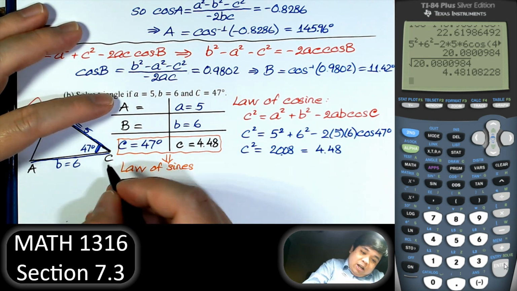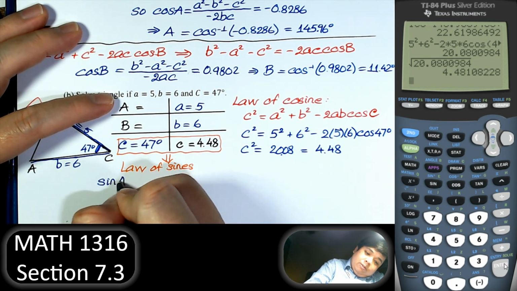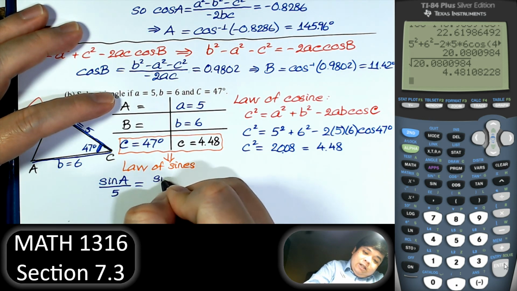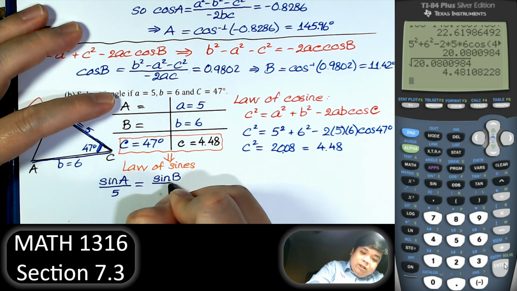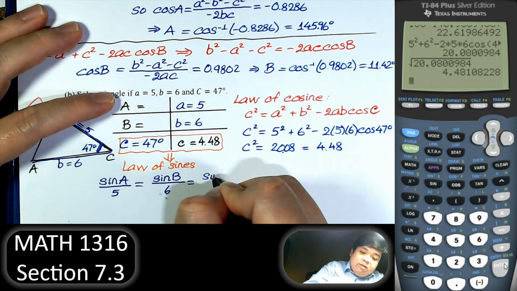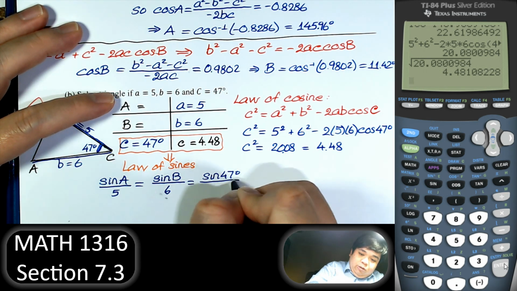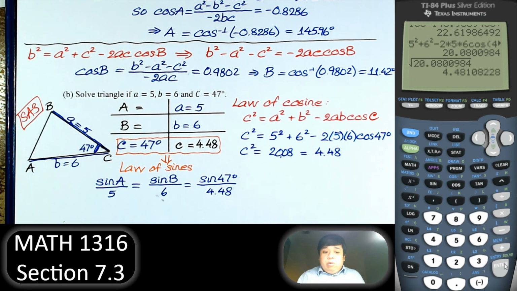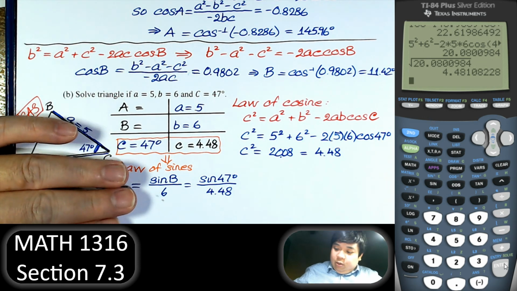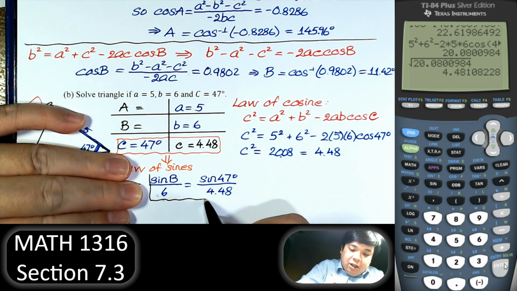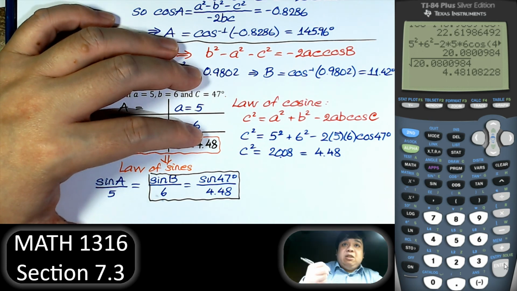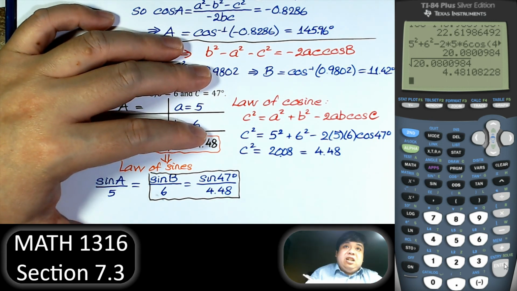So let's just write sine of A, which we don't know, over the side we know is 5. Sine of B, which we don't know, over side C, which we know is 6. Sine of 47 degrees over the side 4.48. But from here we just take the ratio that we want, like here. We can solve for sine of B and then take the inverse.